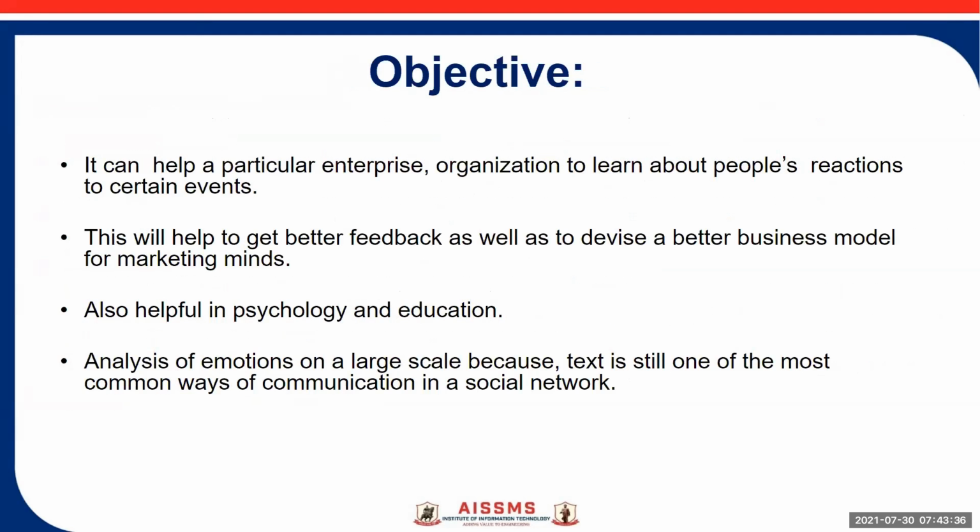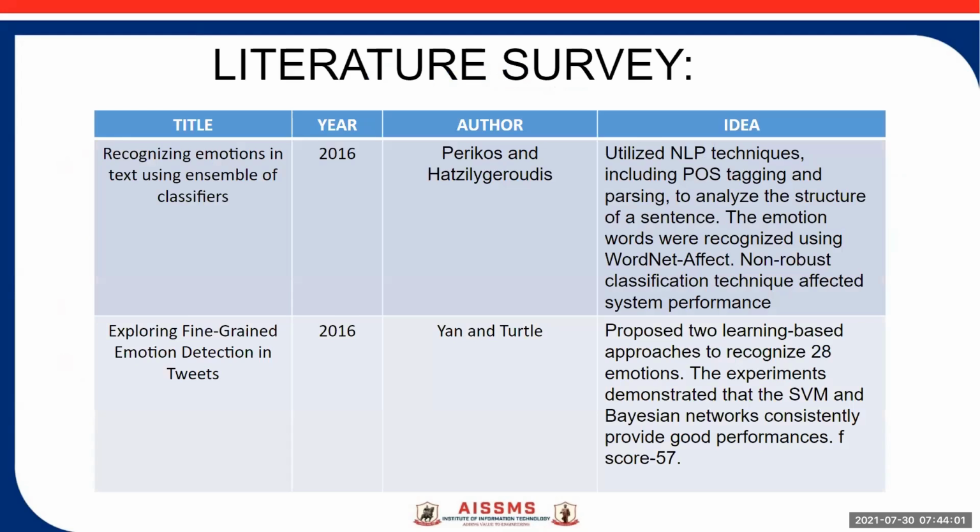Coming to the objectives, it can help a particular enterprise organization to learn about people's reactions to certain events. This will help to get better feedback as well as to devise a better business model for marketing minds. It can help us in psychology, in education. The analysis of emotions on a large scale is important because text is one of the most common ways of communication with the growth of social media and social networking.